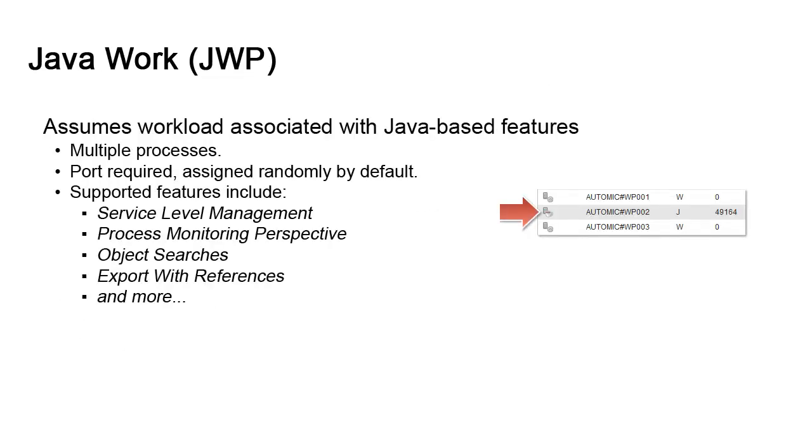The Java work process, type J, handles workload responsibilities for features that are Java-based. By default, the JWP is networked and assigned a port based on availability. It is possible to have several of these for the purposes of load management. Here we've listed some of the features that are supported by JWP, like service level management tools, the process monitoring perspective, object searches, and export with references.